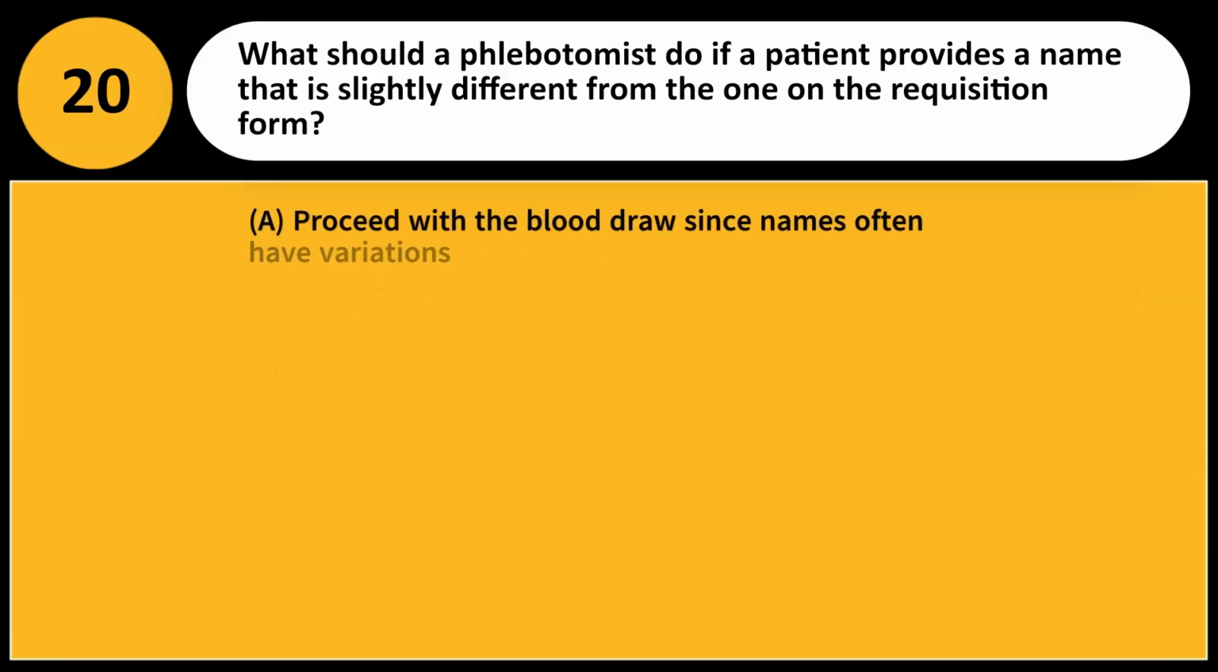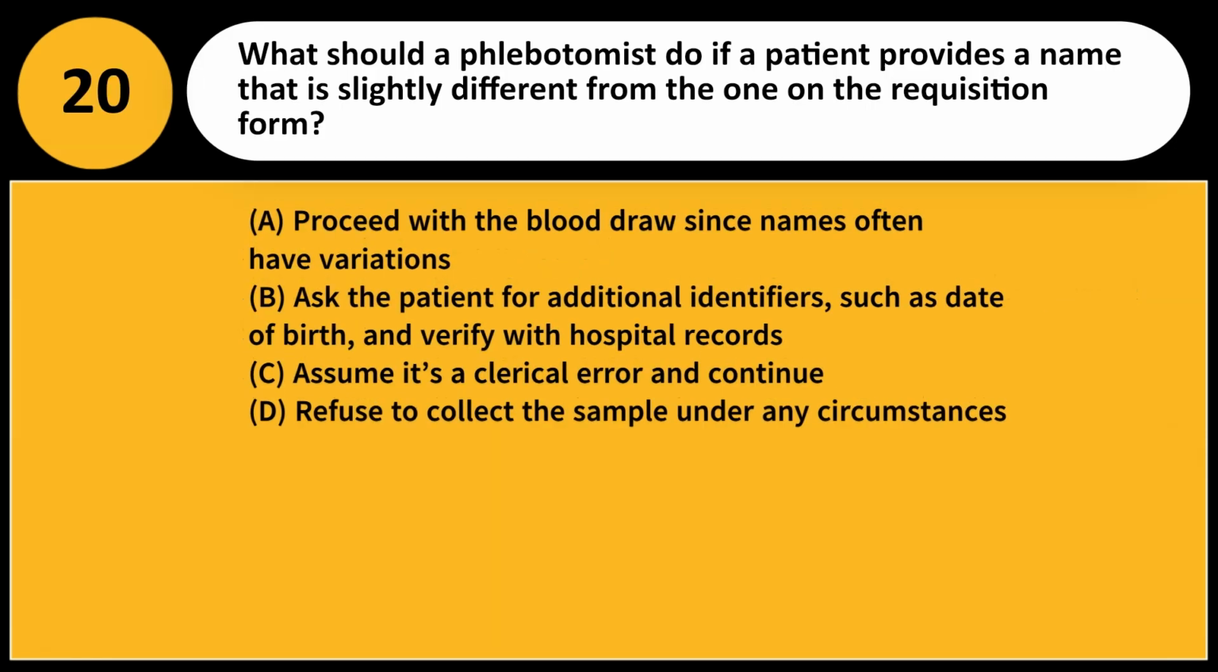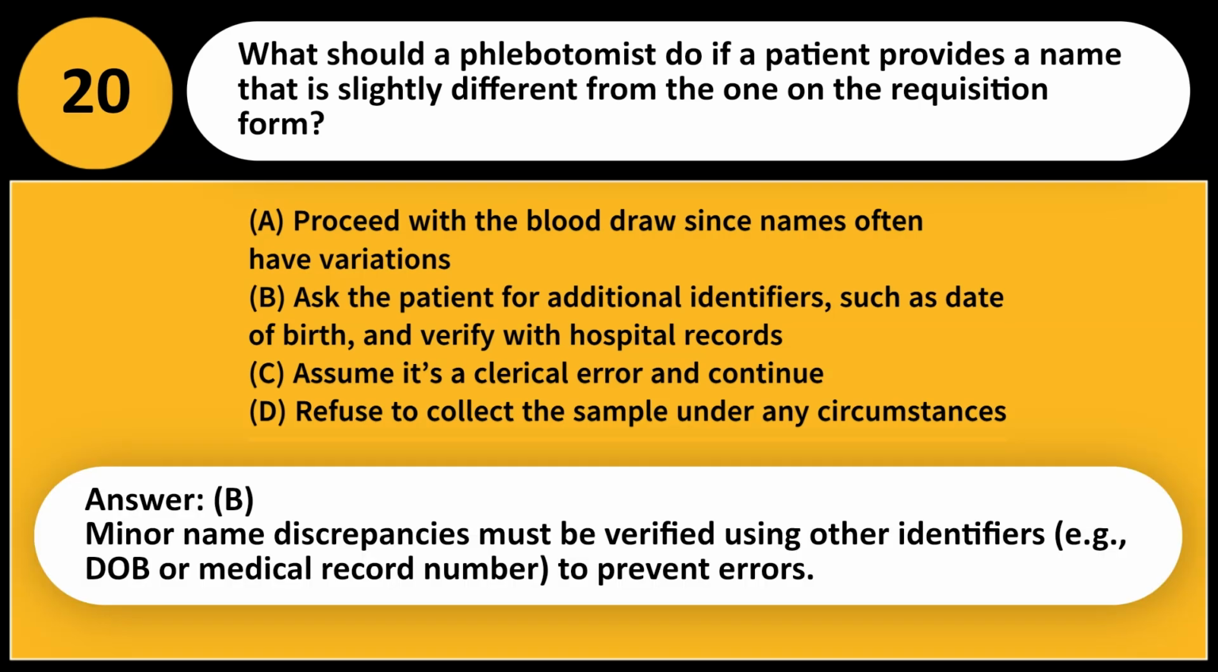What should a phlebotomist do if a patient provides a name that is slightly different from the one on the requisition form? A. Proceed with the blood draw since names often have variations. B. Ask the patient for additional identifiers, such as date of birth, and verify with hospital records. C. Assume it's a clerical error and continue. D. Refuse to collect the sample under any circumstances. Answer: B. Minor name discrepancies must be verified using other identifiers, e.g., DOB or medical record number, to prevent errors.